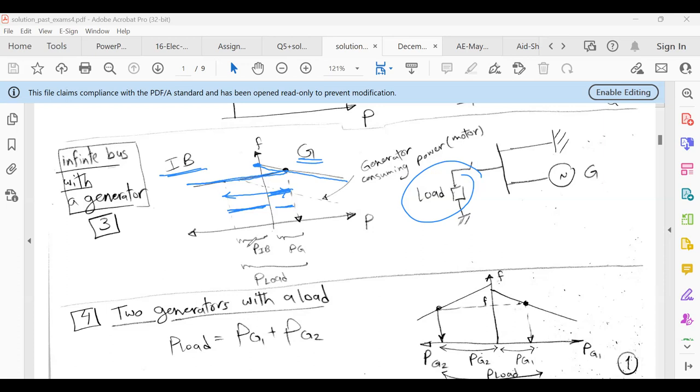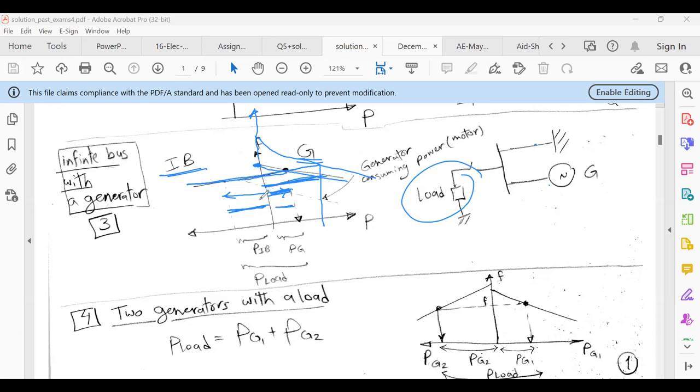If you want to get more, what will you do? Your generator is connected to the infinite bus. You will open the valve for the water, or the gates for the water, or the valve for the steam, and you move it up. If you move it up, the frequency is always at 60. So you will get more power, more of your load.